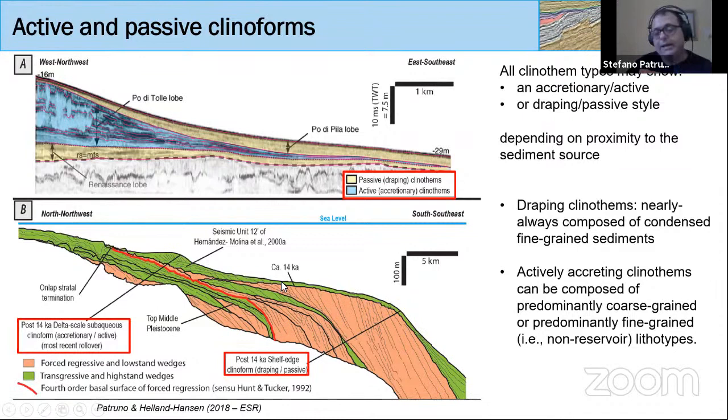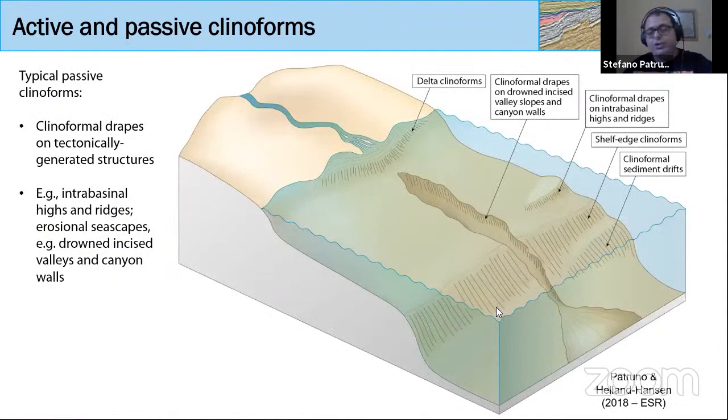From this other sketch, you can see a number of examples of places where you tend to find passive clinoforms that drape on tectonically generated structures. You can find them here. Clinoform drapes on intrabasinal heights and ridges. You can find them here inside the canyon walls, and so on and so forth.